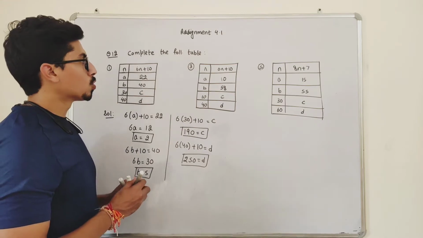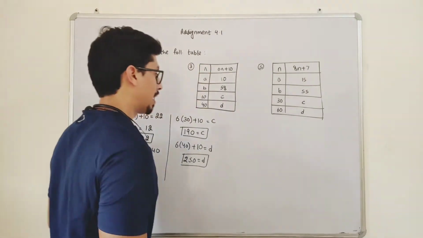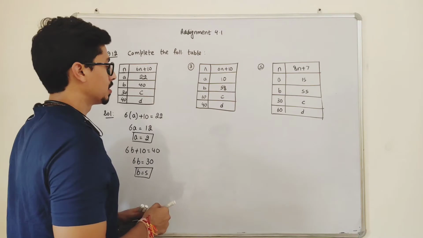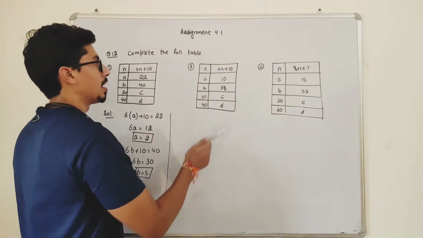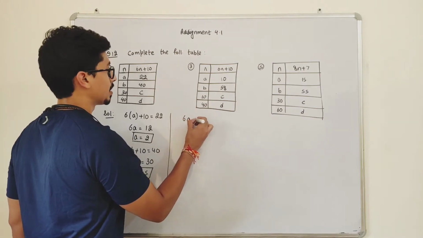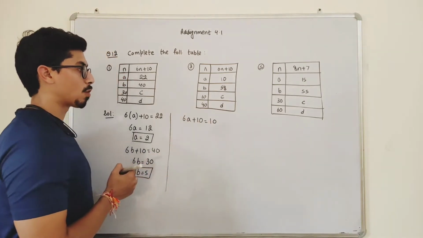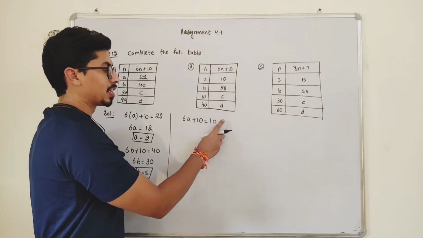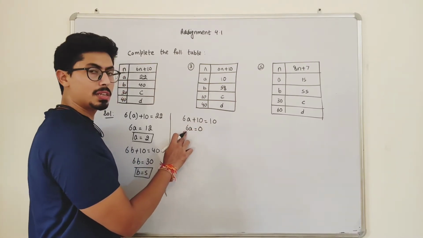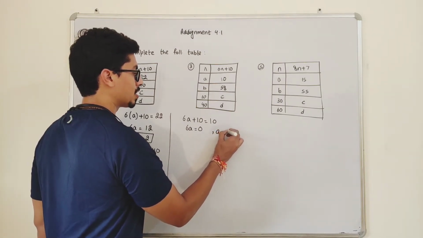Okay, students. So similarly, part number 3 we have. If I take a in place of n, 6a plus 10 is equal to 10. If I take 10 and it goes here, 10 minus 10 will be 0, so 6a is equal to 0. 6 is in multiplication, when it goes here, it will be in division. 0 by 6 is 0. So the value of a is 0.